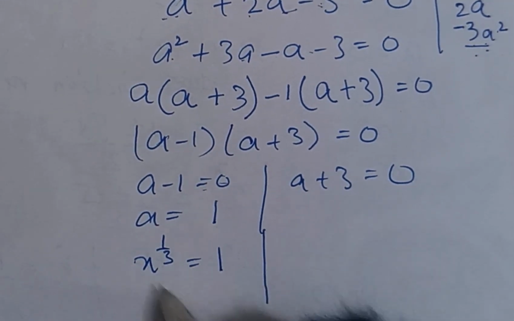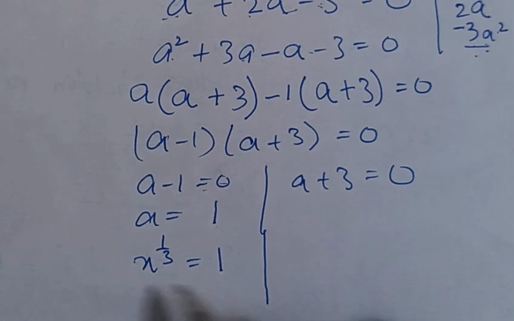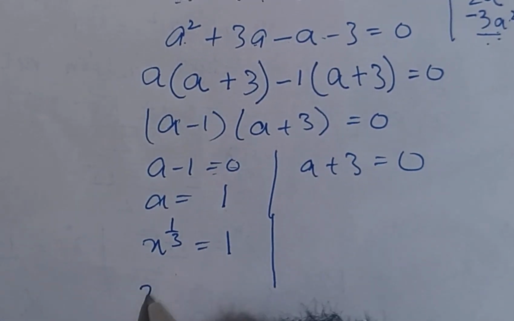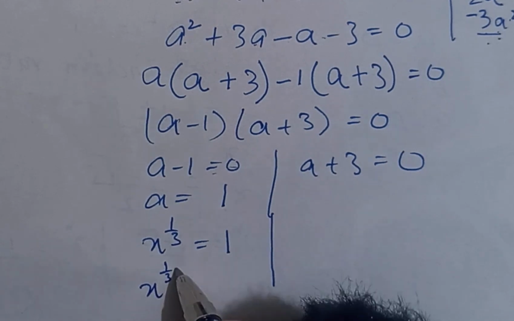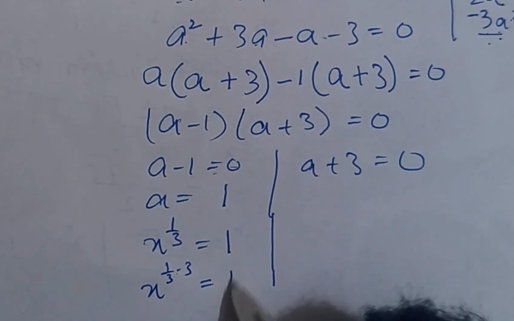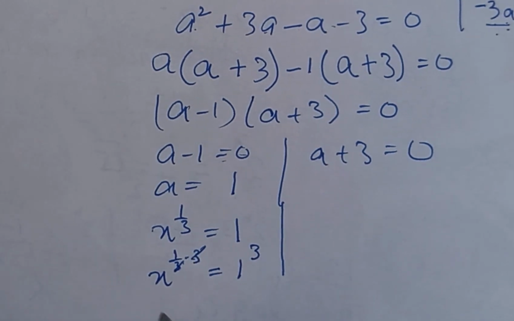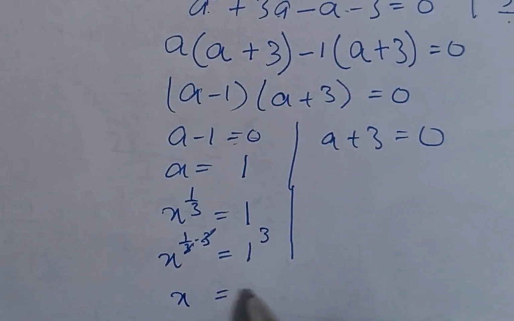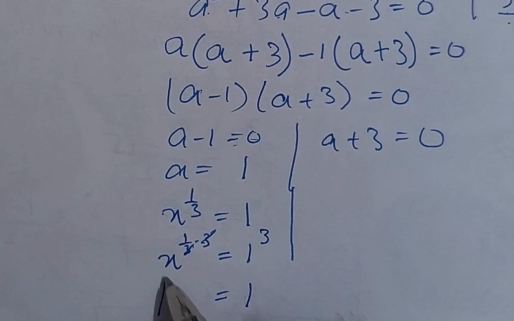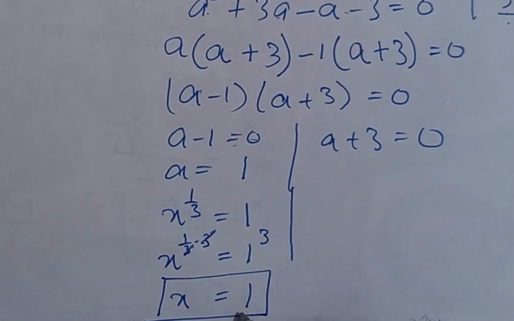And in the next step, if we take the power 3 on both sides, then we get x raised to the power 1 over 3 multiplied by 3 is equal to 1 raised to the power 3. This 3 and 3 will cancel, we just get x. Now 1 cubed is 1. So another value of x is 1.